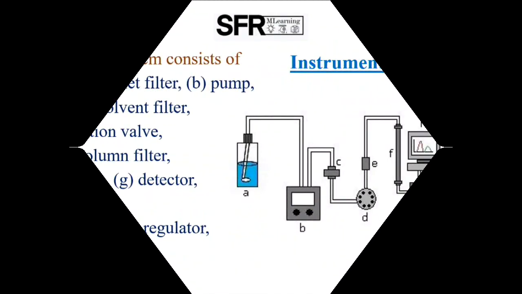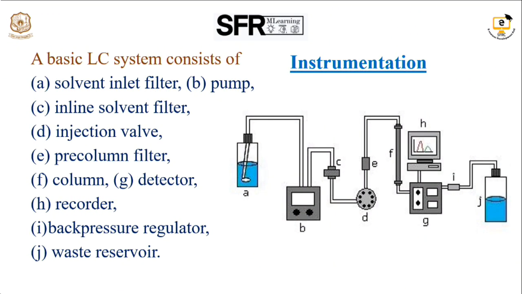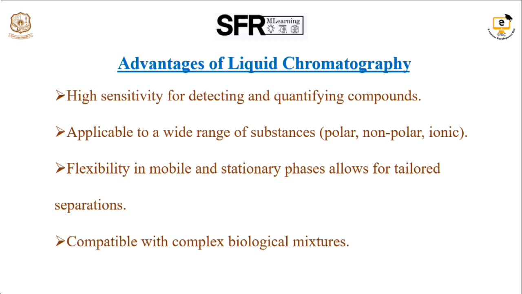Next, a basic LC system consists of the following instrumentation: A, solvent inlet filter; B, pump; C, inline solvent filter; D, injection valve; E, petroleum filter; F, column; G, detector; H, recorder; I, back pressure regulator; J, waste reservoir. This is the overall instrumentation.